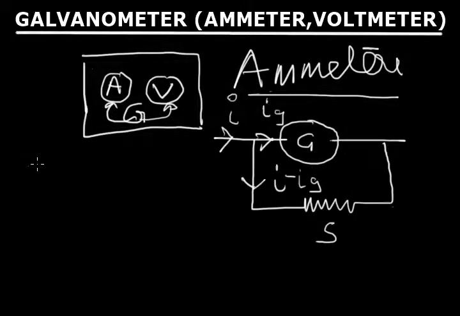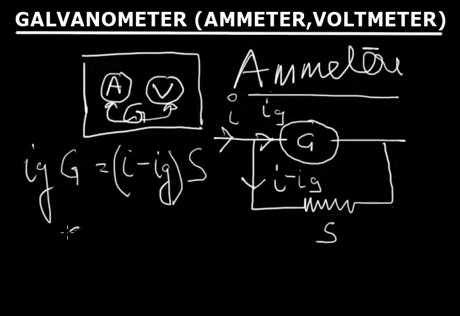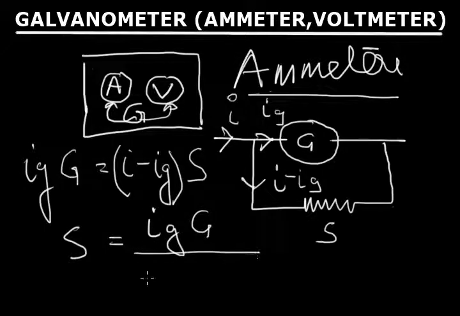So we can go on to write that Ig into G, the product of current and resistance here, should be equal to the product of current and resistance there. Why? Because the voltage is the same across the 2 points. So we can write I minus Ig into S. That will give us the value of the shunt, where we can determine the ammeter reading. So this is actually the value of shunt that we require.